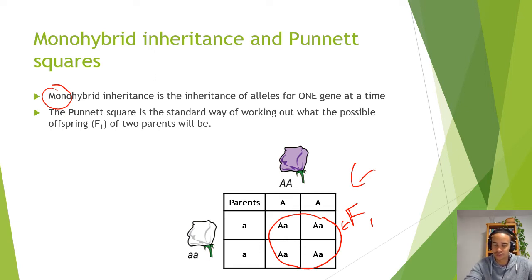Now, if we were to cross, let's say, this flower and this flower in the future, that would then become the F2 generation. And if we were to cross their offspring, it would be F3 and so on and so forth. We refer to the parental generation as P.